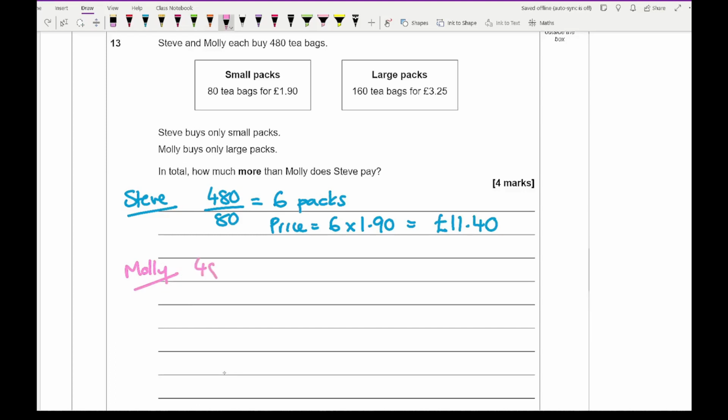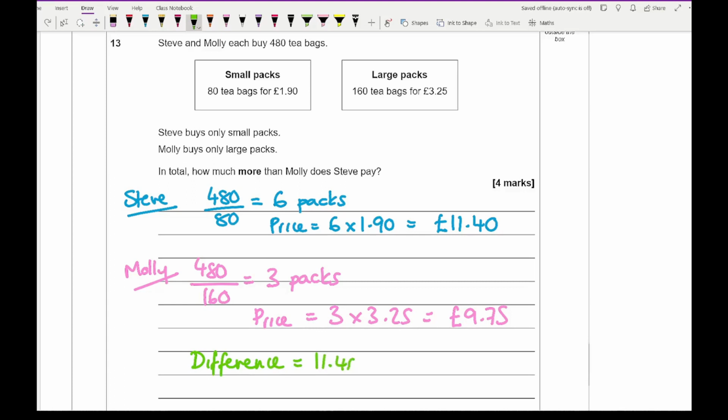Then for Molly, we go for 480 divided by 160, and that comes up to a total of 3 packs, and the price of 3 packs is going to be 3 times £3.25, which comes up to a total of £9.75. So then the difference is going to be £11.40 minus £9.75, which comes up as £1.65.